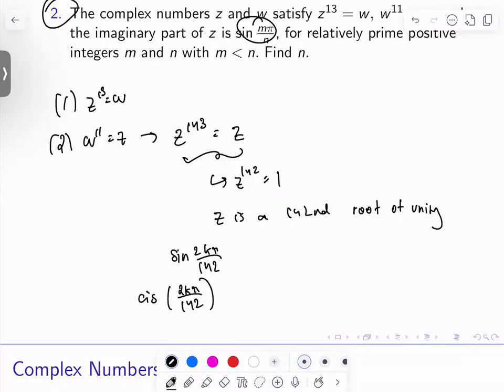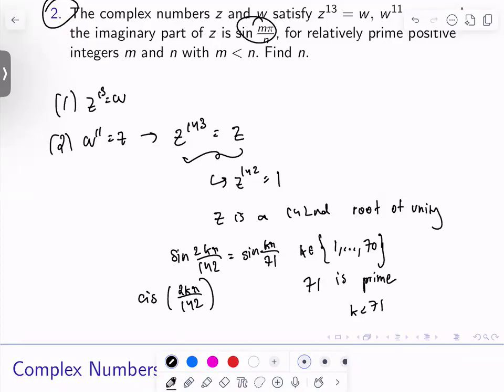And so we can simplify this to sine of k pi over 71. And k would range from the values 0 to 70, or rather 1 to 70. And we note that 71 is prime, and k has to be less than 71.